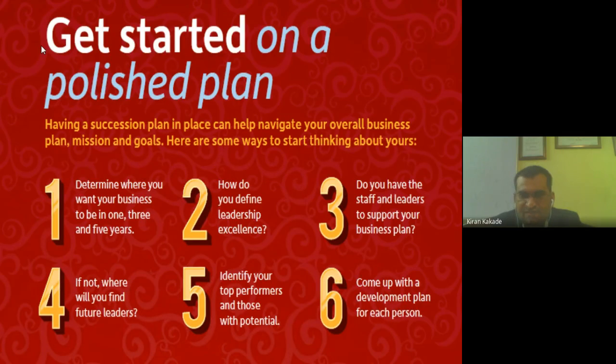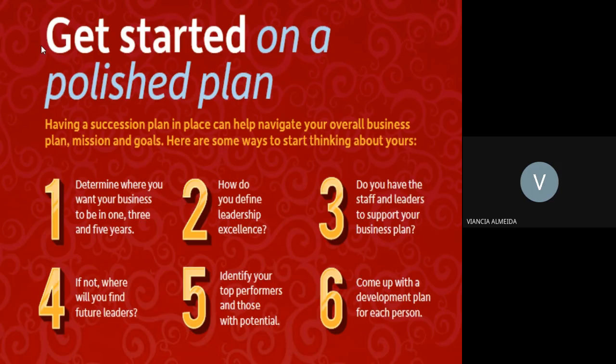Fifth one, identify your top performers. If you're going for inside development, then you need to identify your top performers, the potential candidates. And sixth, you need to come up with a rigorous, structured training intervention program for developing those potential employees. Do you clearly understand this slide? Have you understood whatever I have explained so far related to succession planning? Yes, sir. Yes, great.